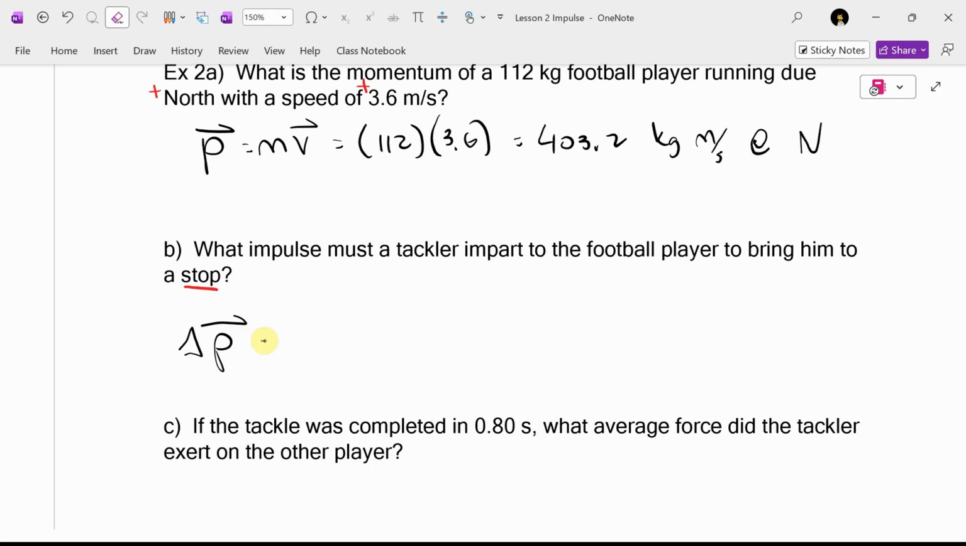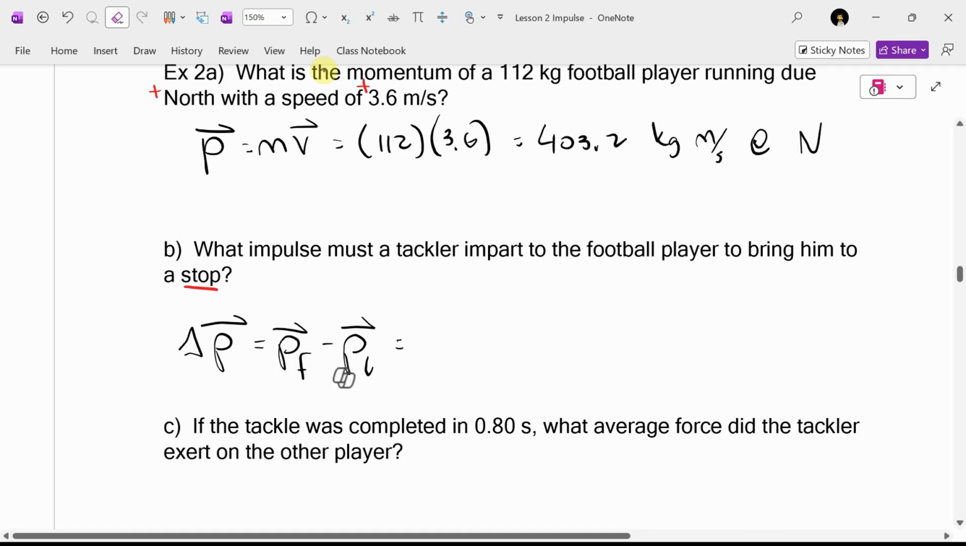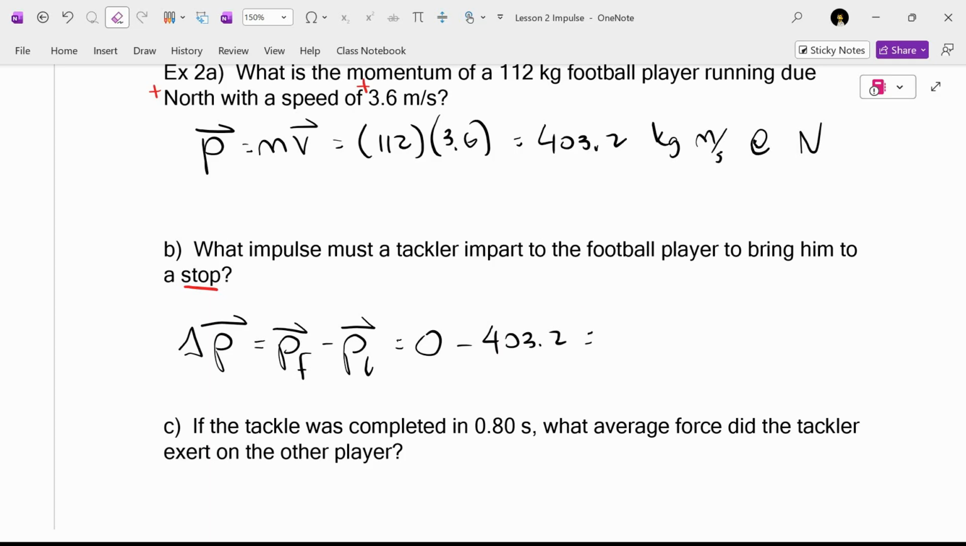I think I can get away with going, this is going to be the final momentum minus the initial momentum. Eveluna, what's the final momentum if they're stopped exactly as a number? What was the initial momentum? You could probably do this in your head without a calculator. 0 take away 403.2 is? Negative. So what's the negative 403.2 kilogram meters per second saying?